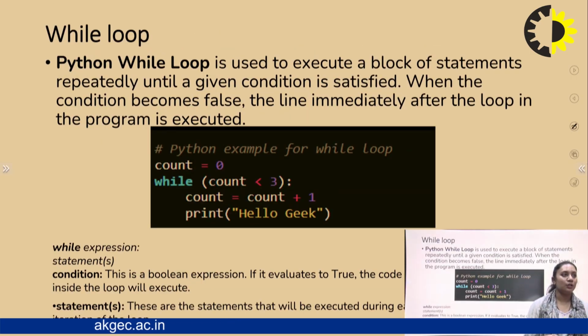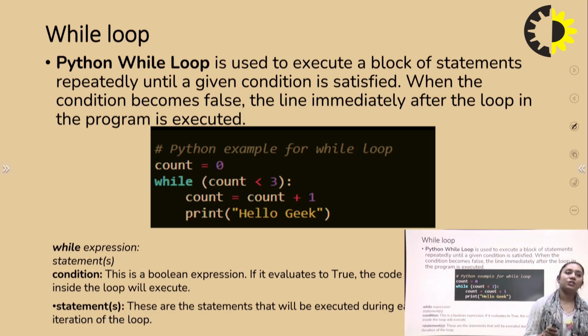Next, we have the while loop. The while loop is used to execute a block of statements repeatedly until the given condition is satisfied. When the condition becomes false, the line immediately after the loop is executed and the loop stops. So count equal to 0. The count variable is used to initialize the integer.